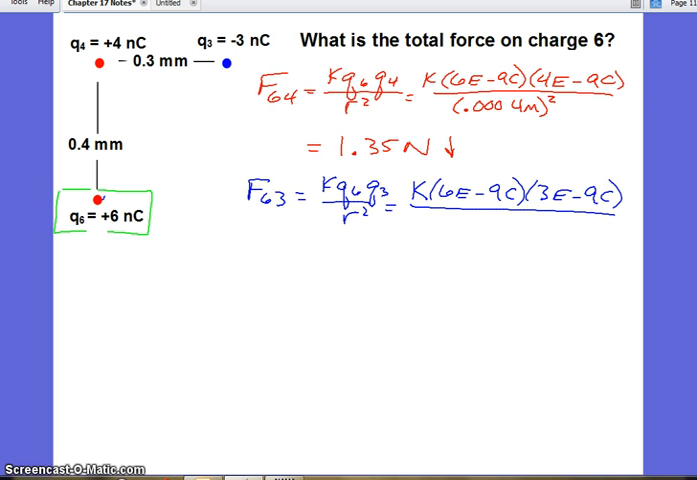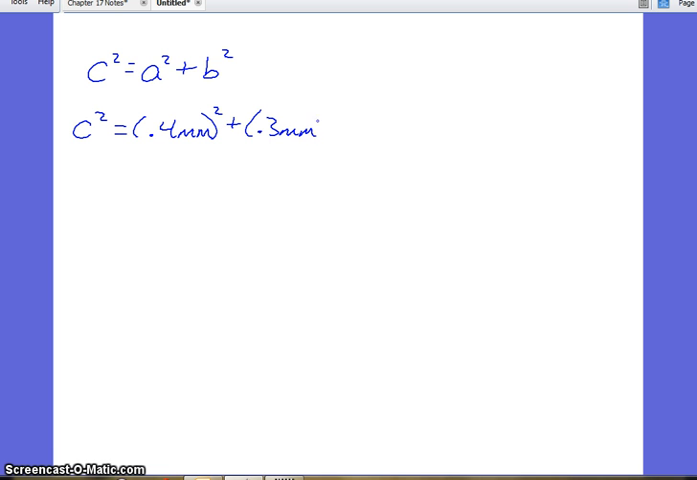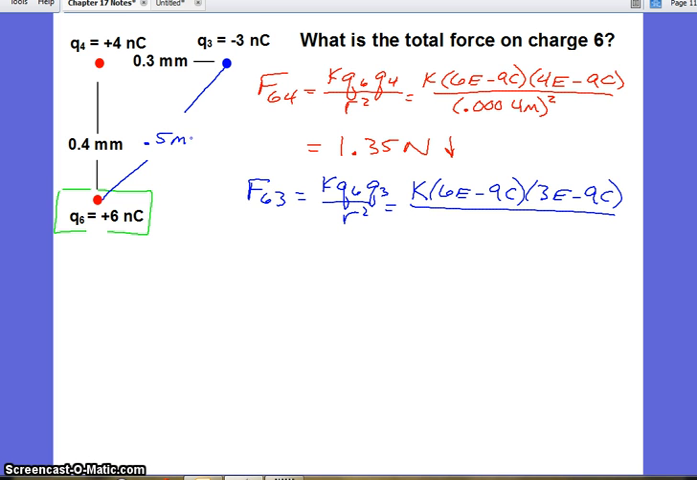Now this distance we actually do not know, but it is a right triangle, and so therefore we can use the Pythagorean theorem to get that distance. So 0.4 and 0.3, we need this distance, which is our unknown, our hypotenuse. So the Pythagorean theorem says that the hypotenuse squared is equal to the sum of the squares of the sides. And so our hypotenuse squared is 0.4 millimeters squared plus 0.3 millimeters squared. And so we get that that distance is 0.5 millimeters. You might have already known that it's a 3, 4, 5 triangle. So here we have 0.5 millimeters.